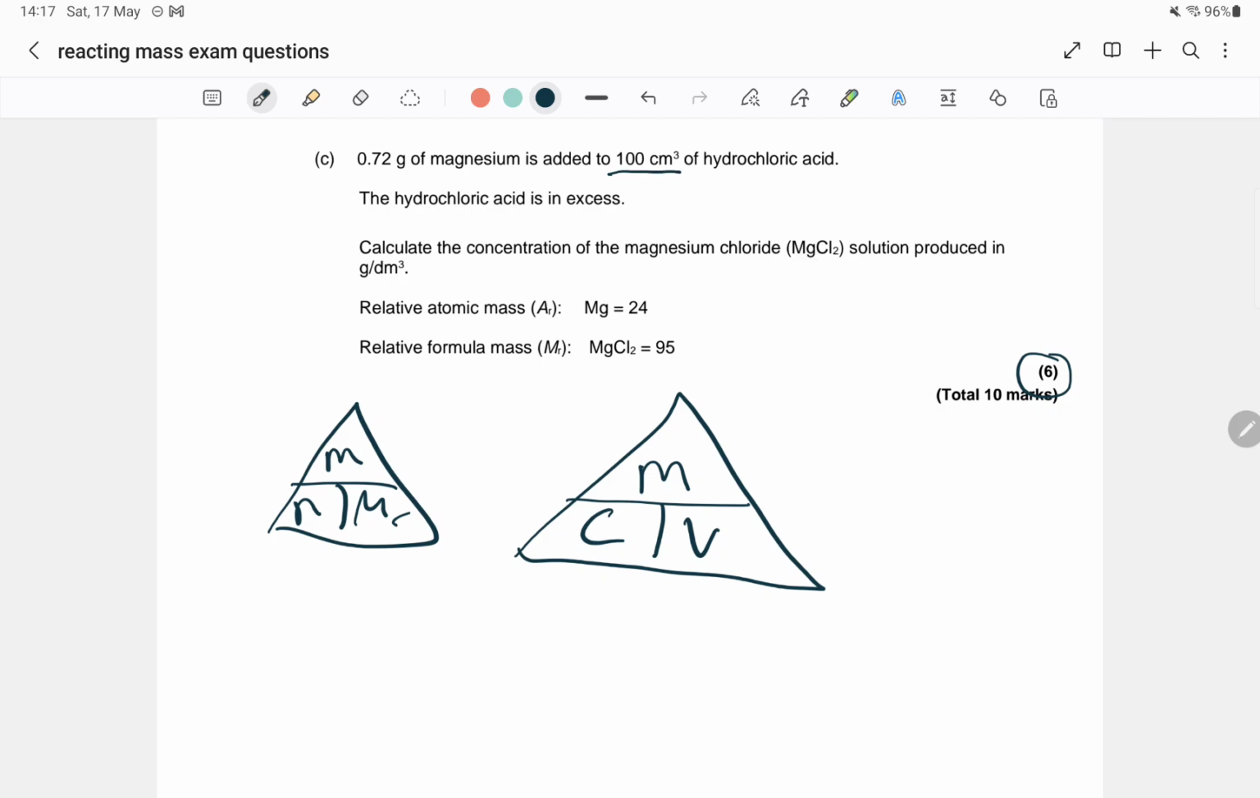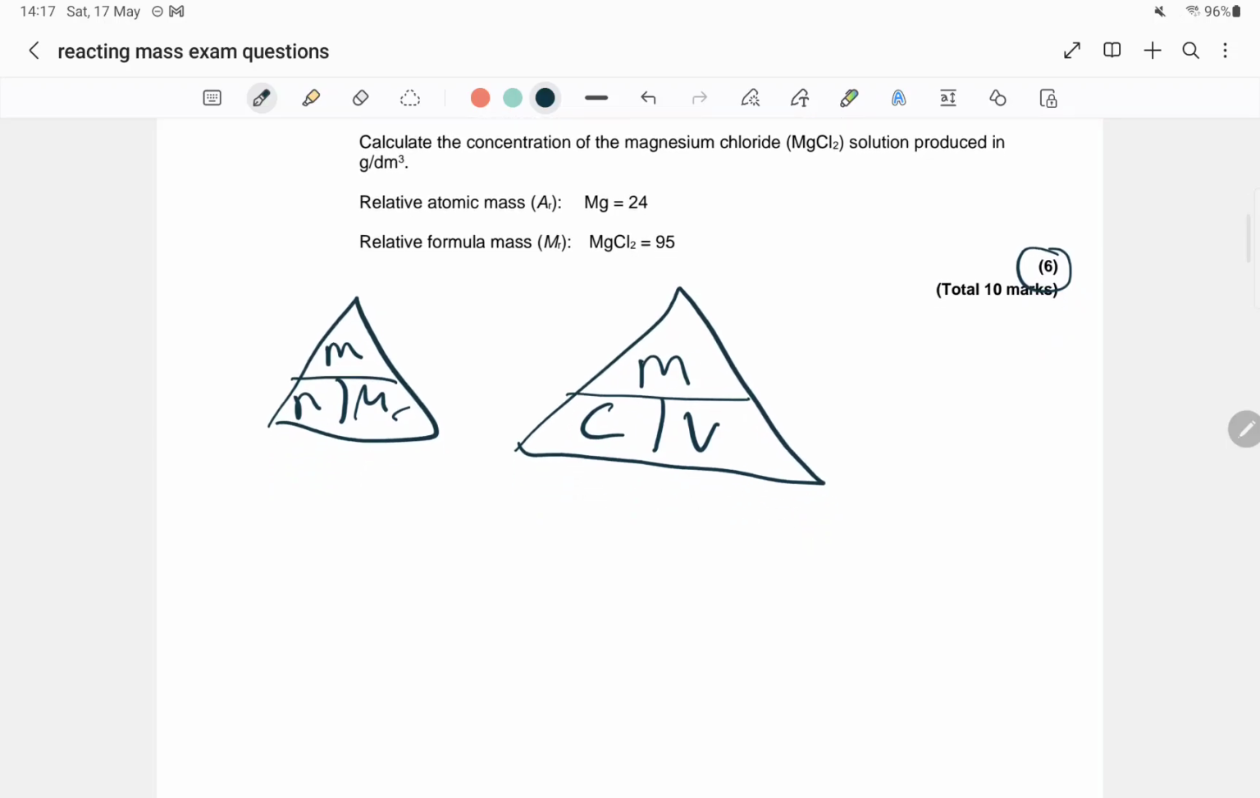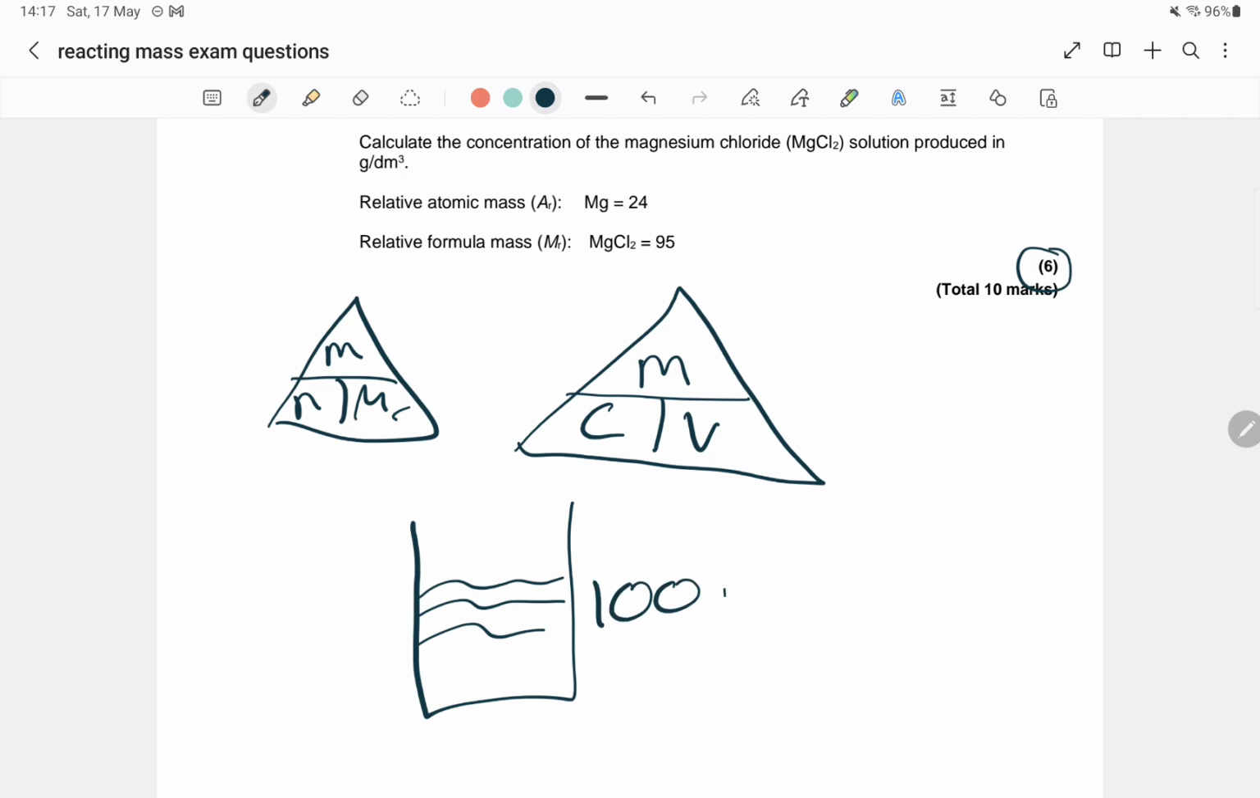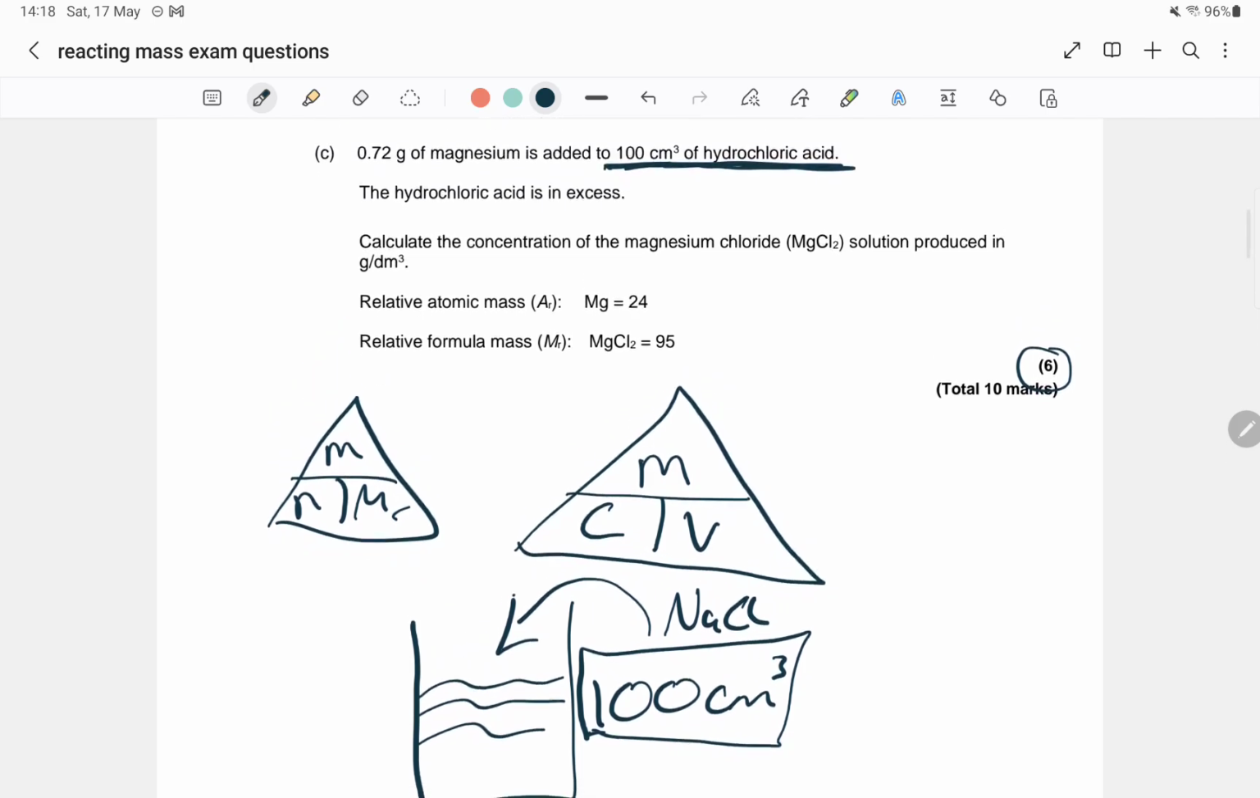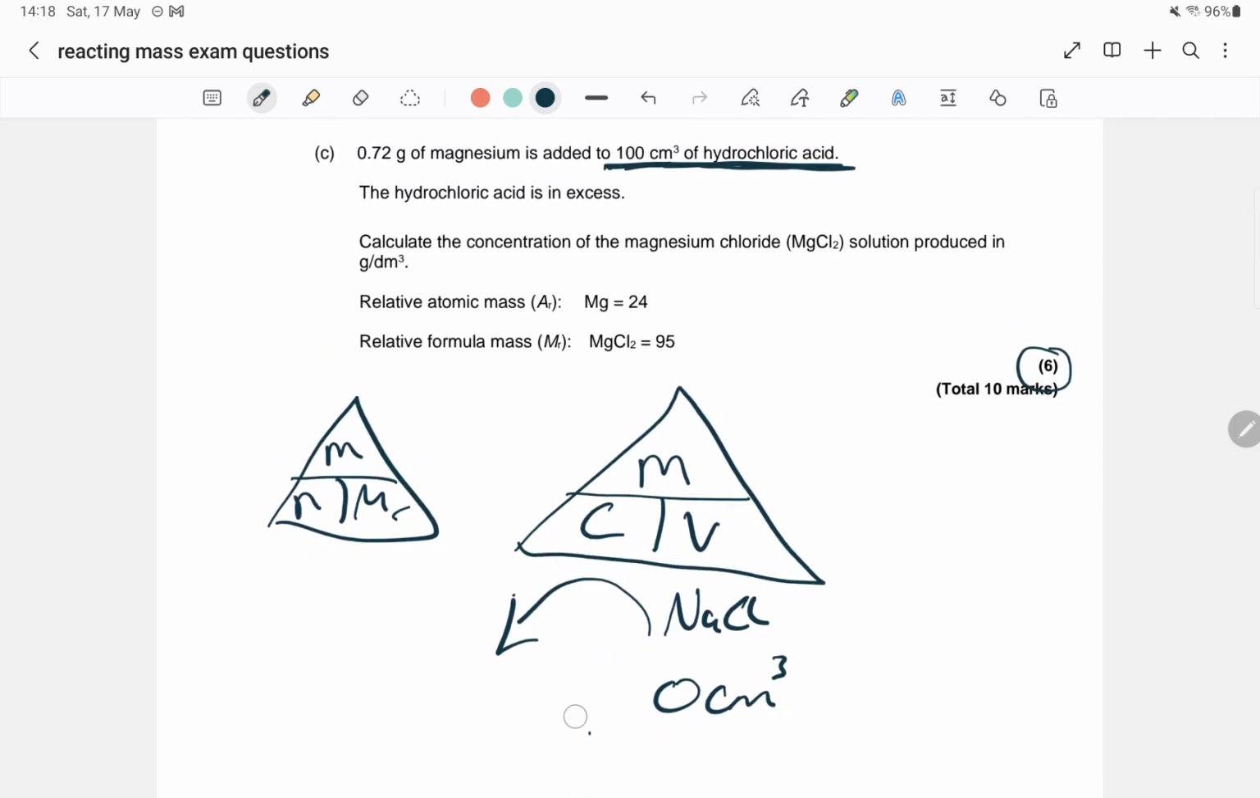So they've given me 100 centimeters cubed volume of hydrochloric acid. Well, I'm not going to talk about acid for a minute. I'm just going to talk about water. If I've got a beaker of water with 100 centimeters cubed of water as the volume, and I add in 1 tablespoon of sodium chloride, what would the volume of my salt water be? Well, it would just be the same as my initial volume of the water, because all the salt has dissolved in my water. So the volume of my salt water will be 100 centimeters cubed. I'm going to apply this principle to this question as well.